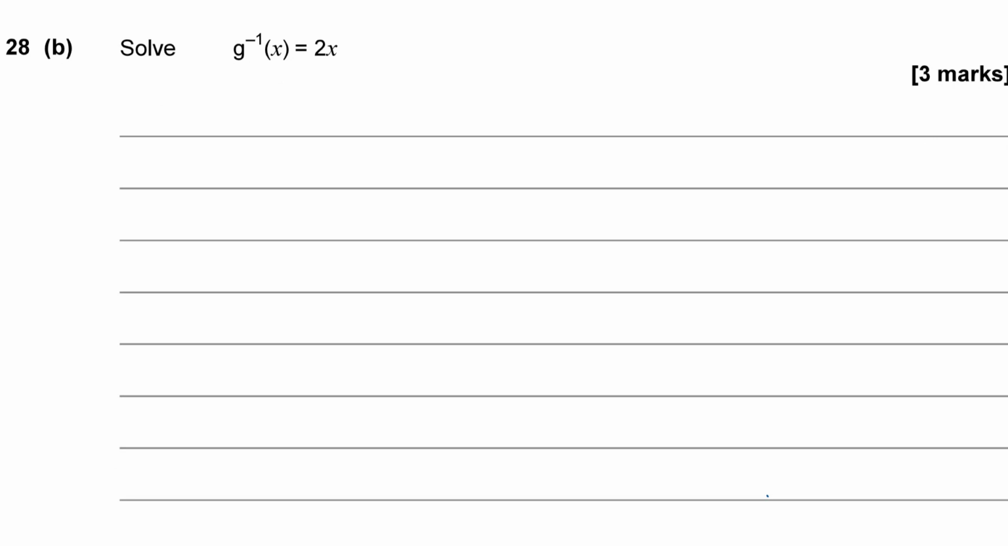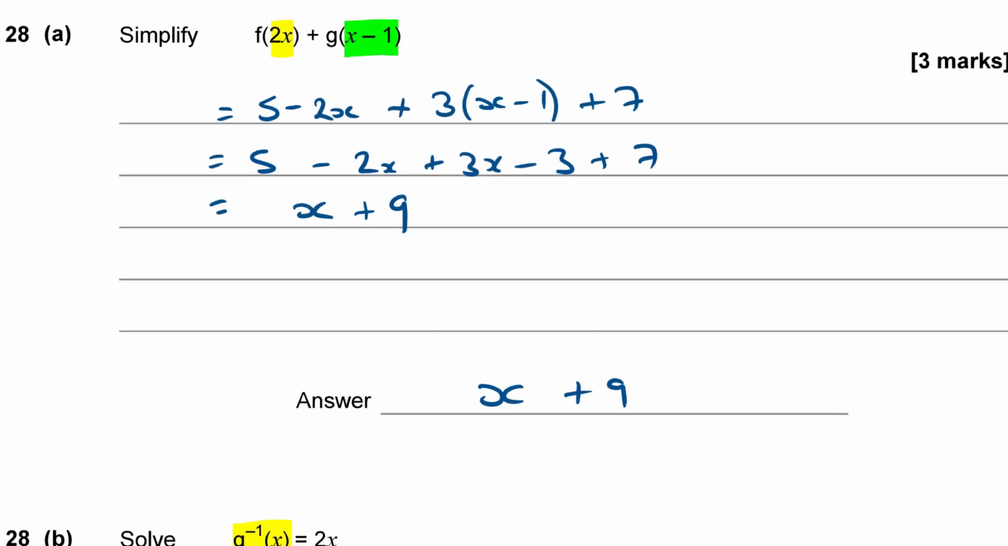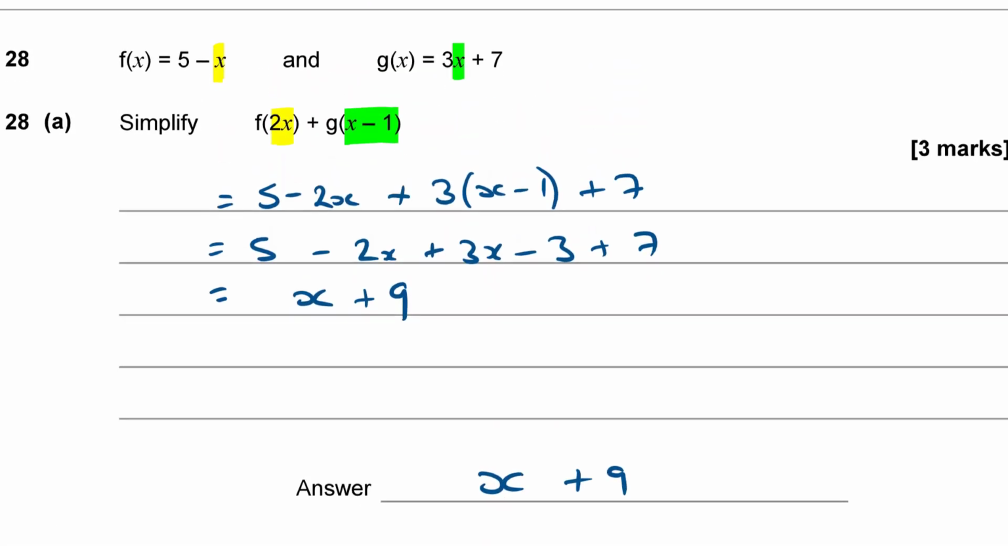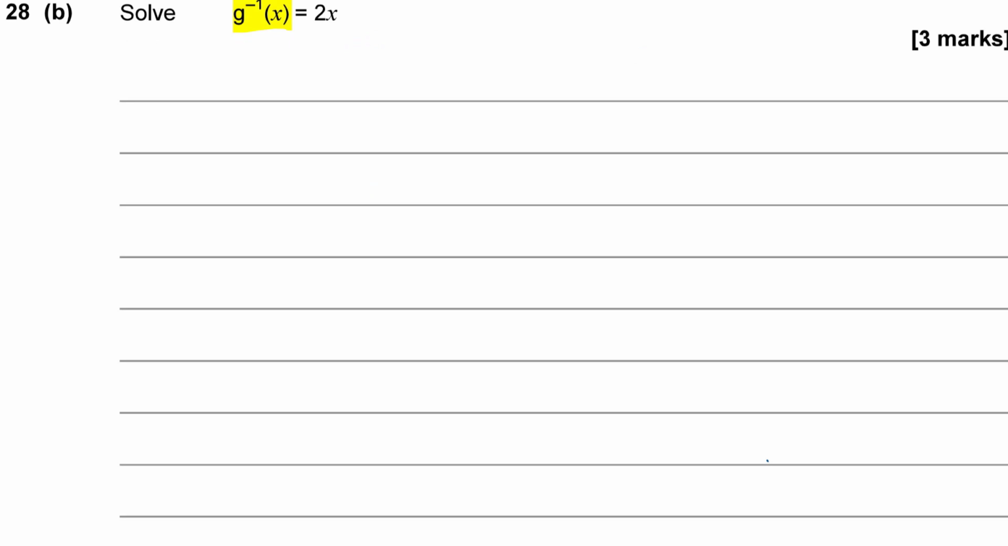Question 28b says solve g to the minus 1 of x is equal to 2x. Now g to the minus 1 of x is the inverse function. We learned earlier that g of x was 3x plus 7, and we want to work out what g to the minus 1 of x is. Let's take that function and put it equal to y. I'm going to rearrange it for x and then reform the inverse function from that.